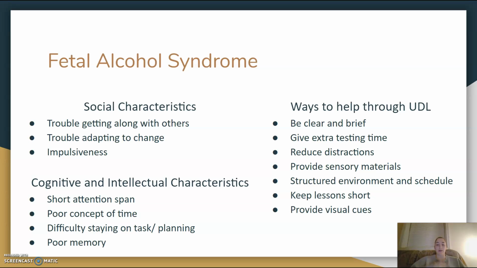They have a short attention span, a poor concept of time. They have difficulty staying on task, and they might have a poor memory. Some ways to help them is to be very clear and brief with your instructions. Give them extra testing time, reduce distractions in the classroom, provide sensory materials and visual cues, stuff like that. Have a really structured schedule and environment, and keep the lessons short and sweet.